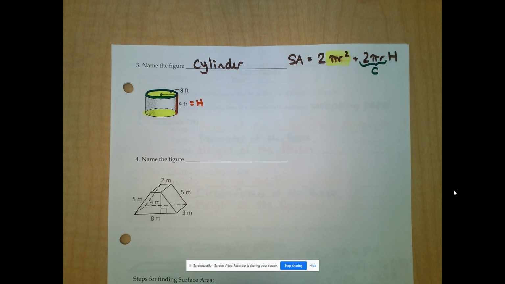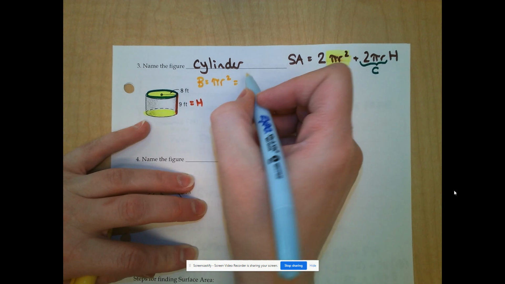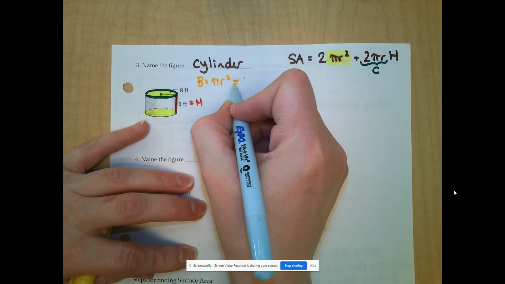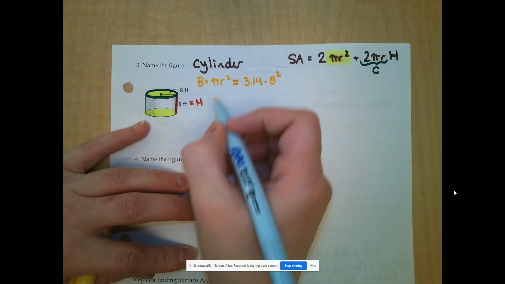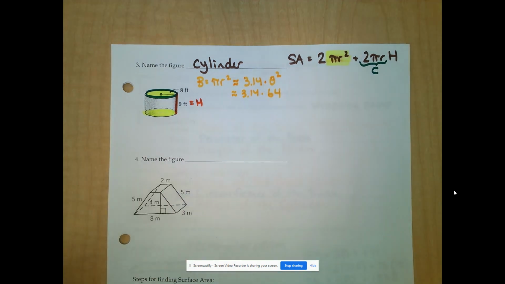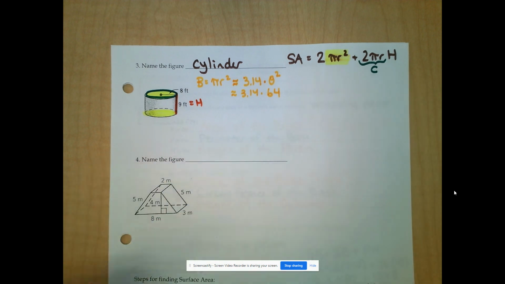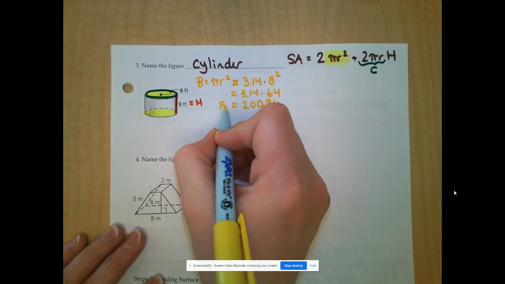All right, so let's collect our information. The area of the base, or pi r squared, is going to be pi, approximately 3.14, times the radius, 8 squared. So that is 3.14 times 64. And there are 2 of them, right? So when I get over here to surface area, I am going to have to do 2 of them. But my area of the base, 3.14 times 64, is approximately 200.96. So that's my area of the base.